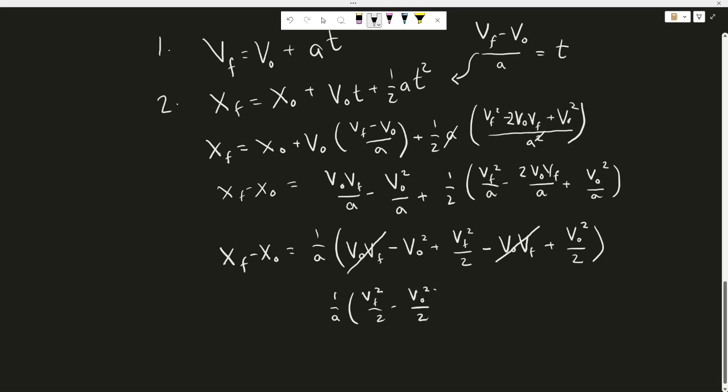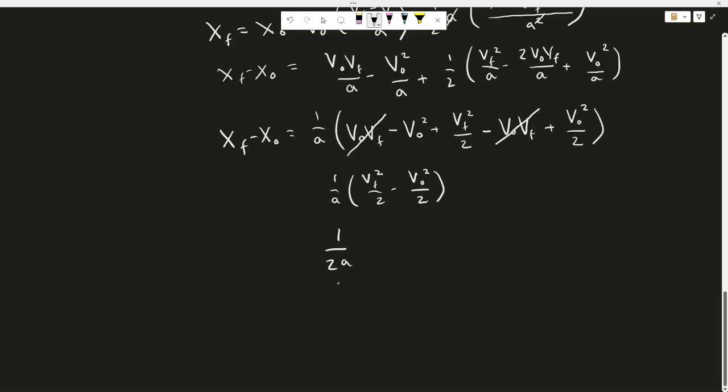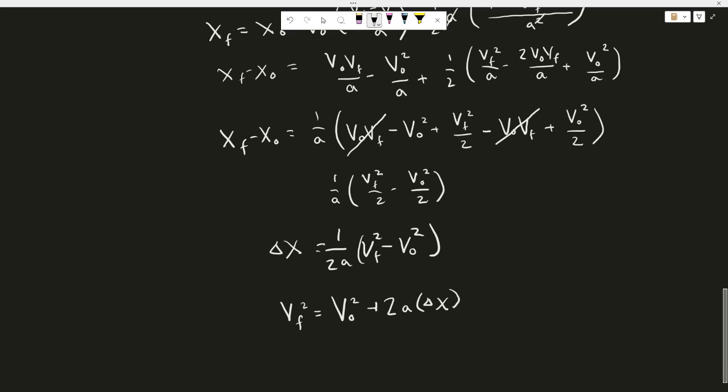So I can then factor out that 1/2 and get a 1 over 2a vf minus v naught, both of them squared. Then this will equal my change in x, or x final minus x initial. And I can multiply both sides by 2a, and I'll get vf squared is equal to v naught squared plus 2a delta x. And this is my third kinematic equation. So this one doesn't involve time at all and is the position based on the acceleration, the initial and final velocities. So if you're solving a problem or anything like that that doesn't include time, this is probably the one that you're going to use.